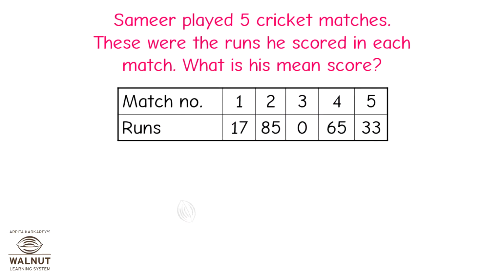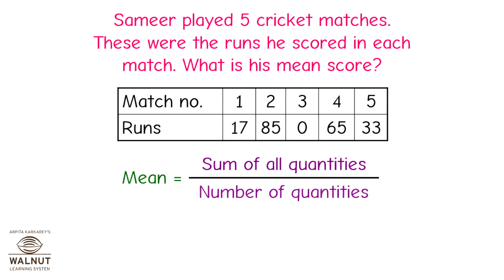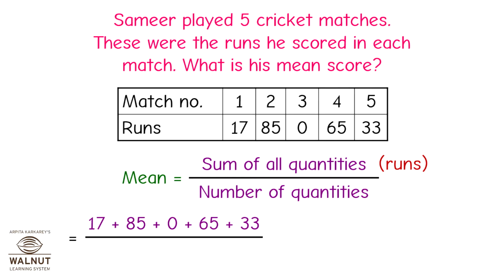Samir played 5 cricket matches. These were the runs he scored in each match. What is his mean score? Mean is equal to sum of all quantities upon number of quantities. So sum of all quantities is the runs. So that is equal to 17 plus 85 plus 0 plus 65 plus 33 upon 5. That is equal to 200 upon 5. That is equal to 40 runs.